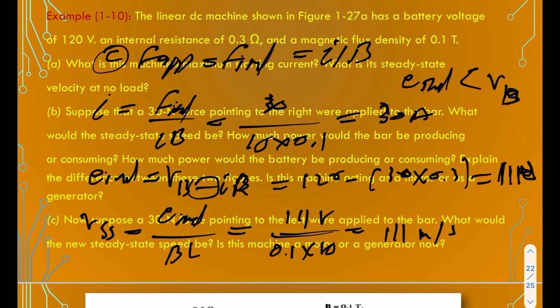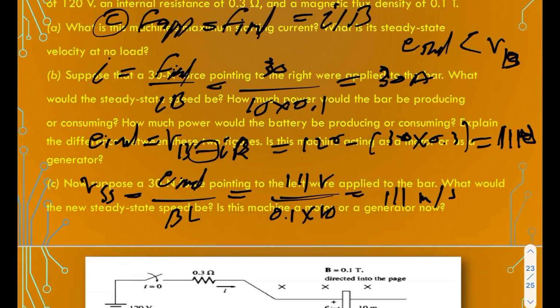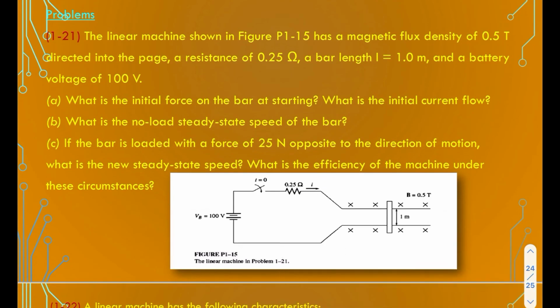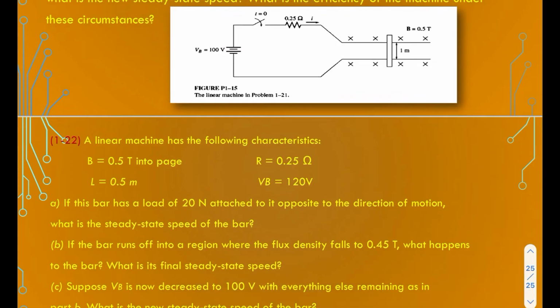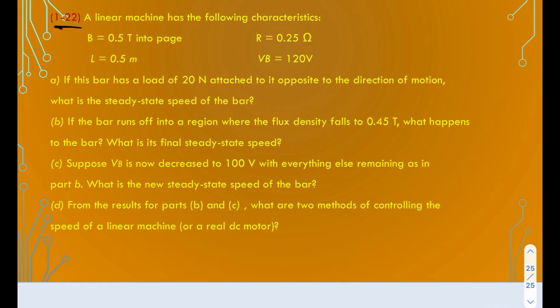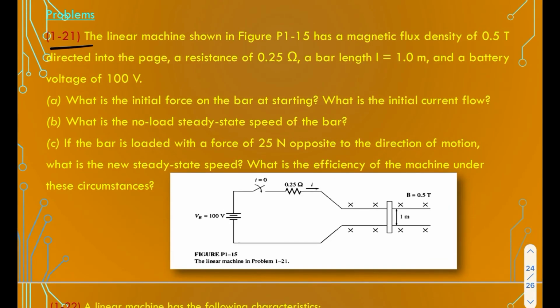So this is the end for this example, and here you can find two problems, problem 21 and problem 22. You can solve them and practice more, and we'll send you the solution.